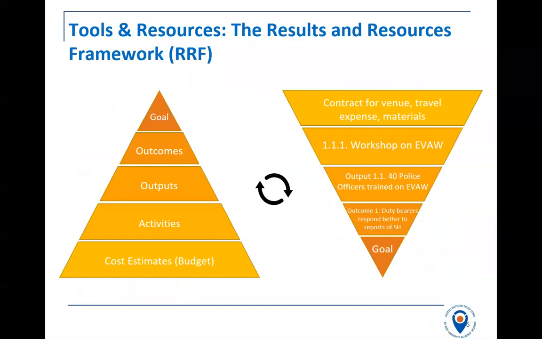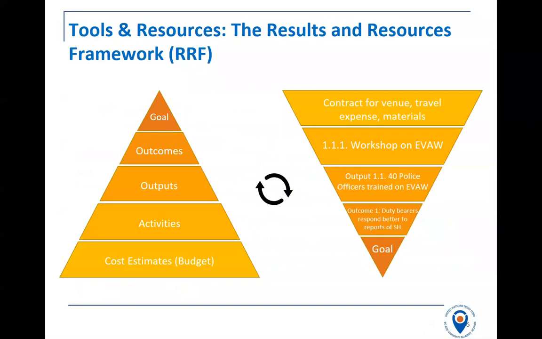The next slide shows the results and resources framework. I mentioned this many times in the first few sessions. We have always been talking about the hierarchy of the project goal that comes from the outcomes, from changes at the output level, and so forth. But in today's session, we're switching this on its head, and we're talking about expenses, which is the cost estimates, which is the first step of the results framework.